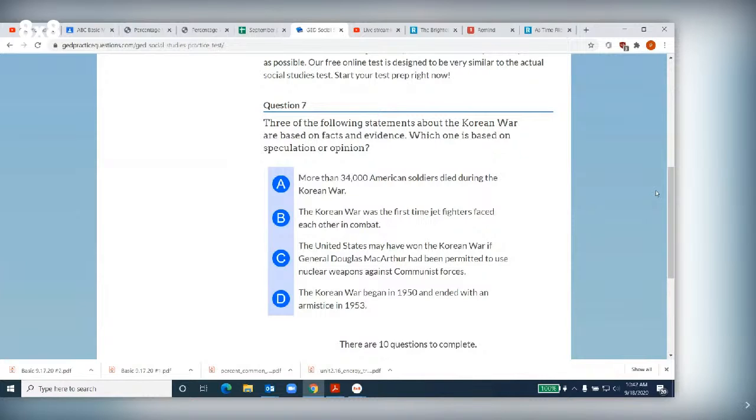C, we don't know because that never happened. And the key word in there is may. So the United States may have won. You don't know for sure. You're basically speculating on that one. So that one's really not a fact. That's an opinion. Okay. So I'm going to stop there for today.